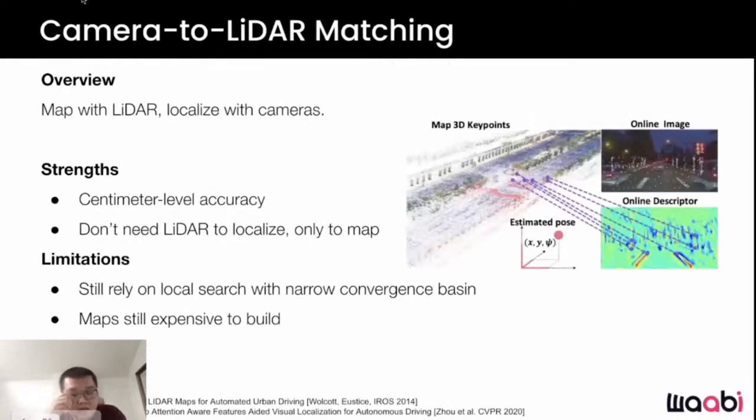Another line of work is concerned with eliminating the need for LiDAR in localization and only using it for building maps. This has the potential to improve scalability while maintaining the accuracy. While these methods have the potential to reduce the cost of localization while maintaining centimeter-level accuracy, they typically still rely on local search to estimate the vehicle pose. At the same time, the need for mapping dense geometric data still means a major cost limiting the scalability of this line of work.